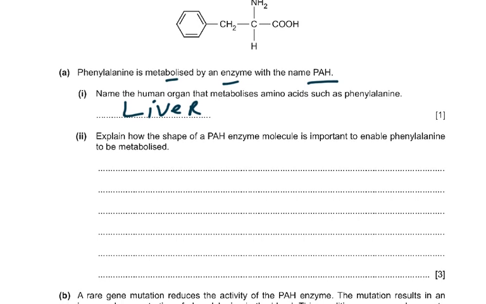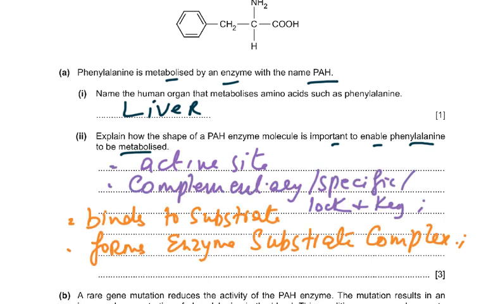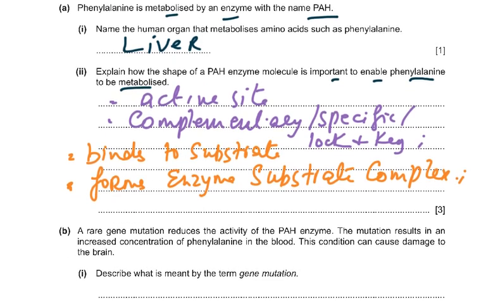Explain how the shape of a PAH enzyme molecule is important to enable phenylalanine to be metabolized. Why enzymes? So you would just start off the enzyme story. So it's the active site of the enzyme. So the active site of the enzyme is complementary, or is specific, or you can say is lock and key. Then it binds to or combines and then forms the enzyme substrate complex. So that was 3 marks. So you just have to give me all that. So active site complementary, binds to substrate, forms enzyme substrate complex. So you had 4 points, but you could have given me any 3.